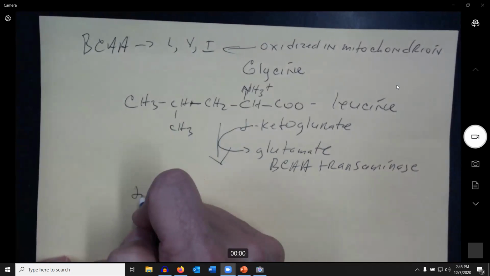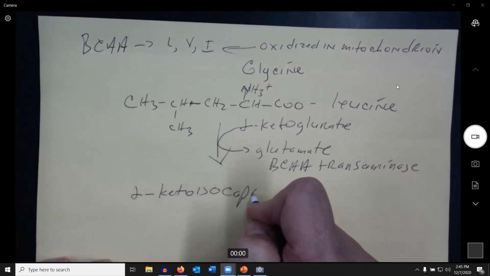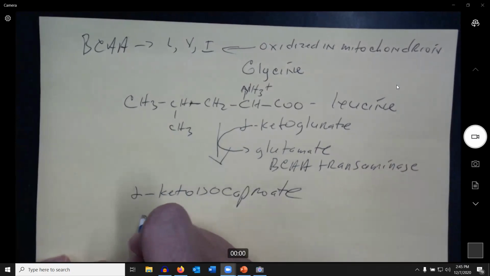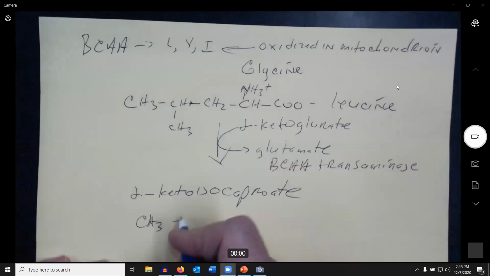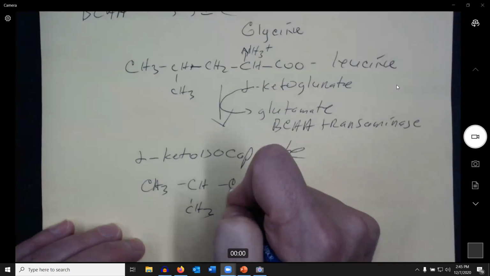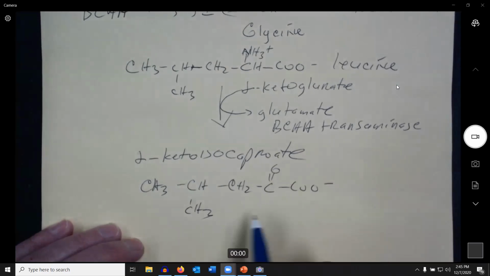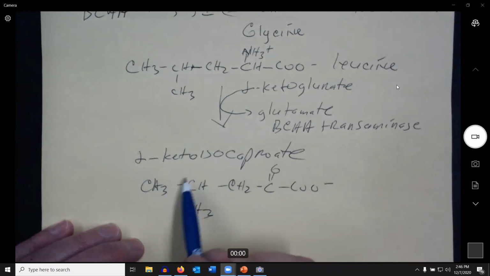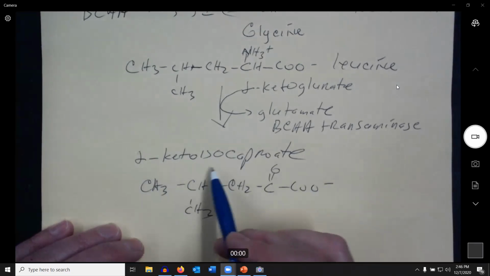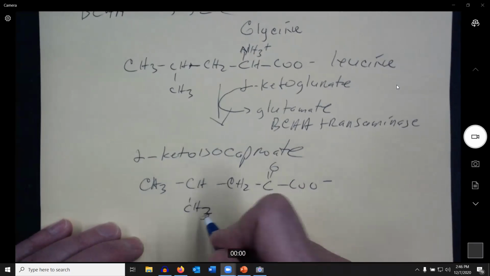When you do that, you make something called alpha keto isocaproate, and it's just leucine essentially minus the amino group. So it's alpha keto isocaproate, so it's caproate. So it's alpha keto isocaproate.